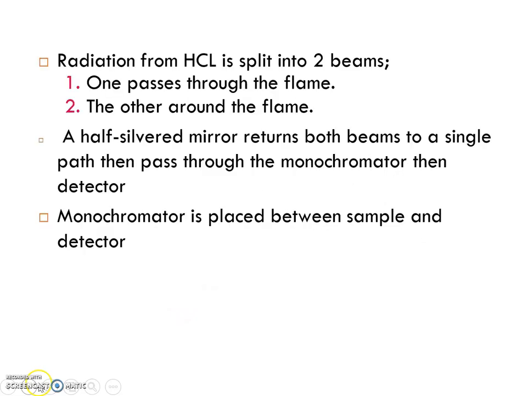In the double beam instrument, the radiation from radiation source or from hollow cathode lamp is split into two beams. One will pass through the flame and another one will go around the flame, means that will go to the background. Okay. A half-silvered mirror return both beams to a single path, then pass through a monochromator or wavelength selector, then we'll go to the detector. The monochromator is placed between sample and the detector. Okay, this is explanation for double beam instrument.